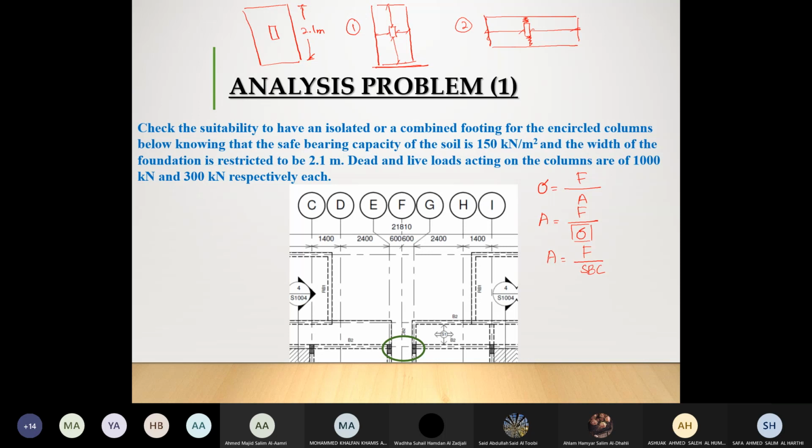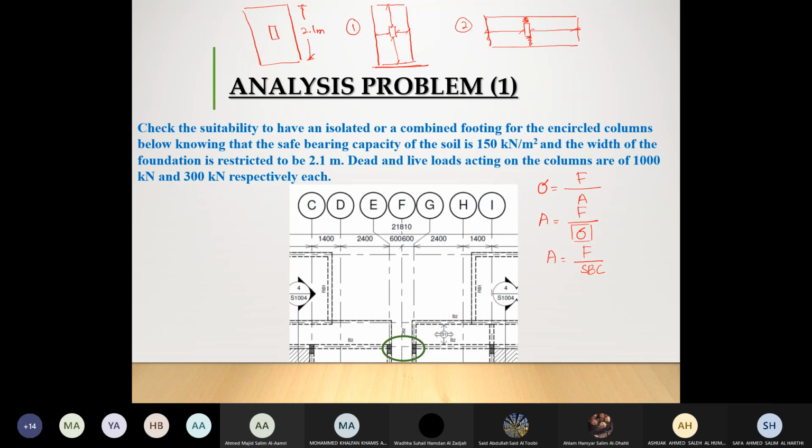So already you have your force value, which is 1,300, and you have your safe bearing capacity, and accordingly you can calculate the area. The width is already given, and then you can calculate your length, and then from that you will check whether there is an overlap or not. So this is the basic concept to decide whether it's an isolated or a combined foundation.